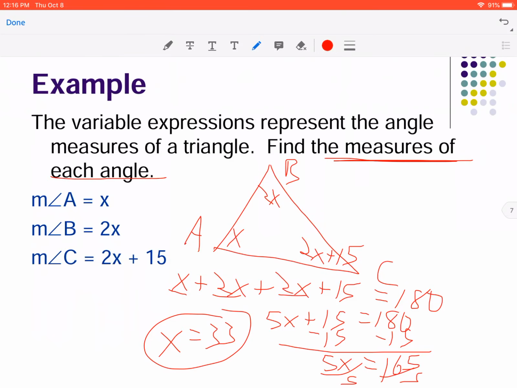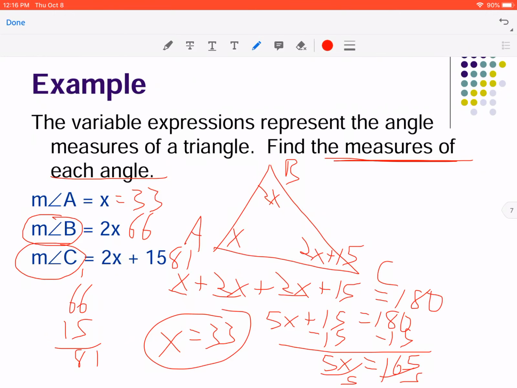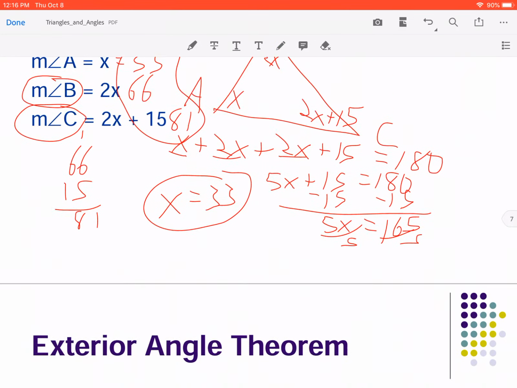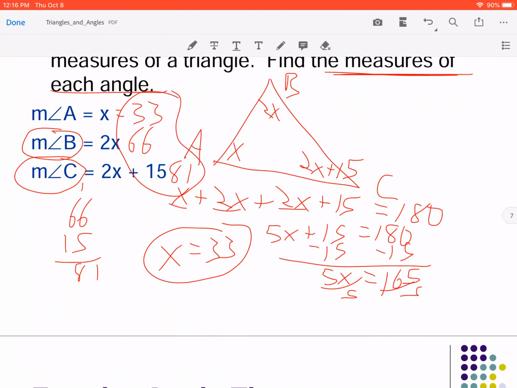If x is 33, then angle A is 33 because it's x. Angle B is 2 times x, so what's 2 times 33? 66. Angle C is 2 times x plus 15 more. So 2 times x was 66. What's 66 plus 15? That's 81. So angle C is 81. What should these three angles add up to? 180. All right?